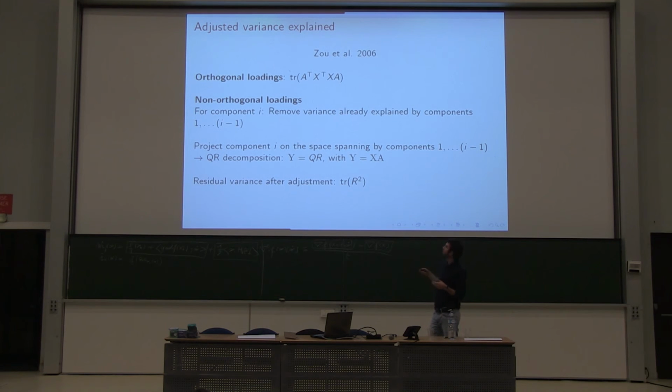Basically, you have to remove the variance that has already been explained by the previous components. So for component i, you have to project it on the components from 1 to i minus 1 and remove the variance already explained by them. And this can be done with the QR decomposition. Suppose you have your data in the new space, which is equal to X times A. If you perform the QR decomposition, with Q orthonormal and R upper triangular, the residual variance after adjustment is the trace of R squared. And this is how we compute the adapted variance.